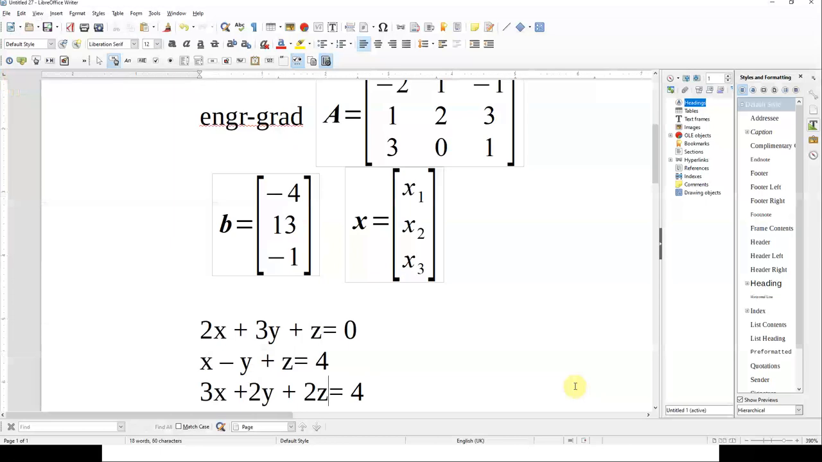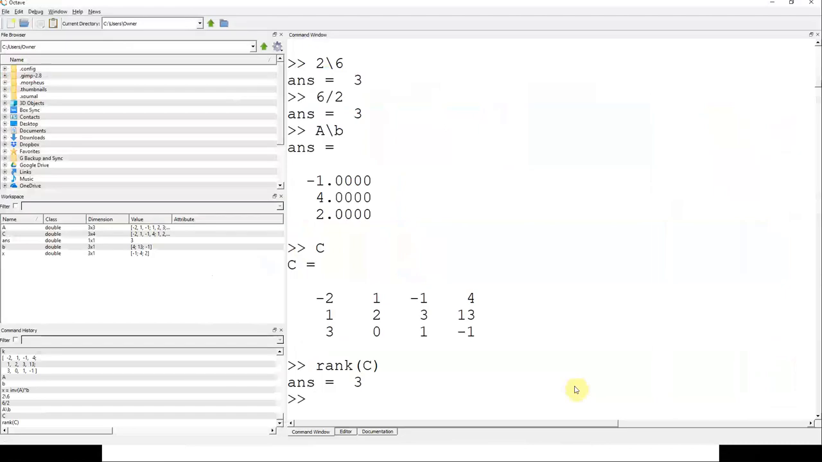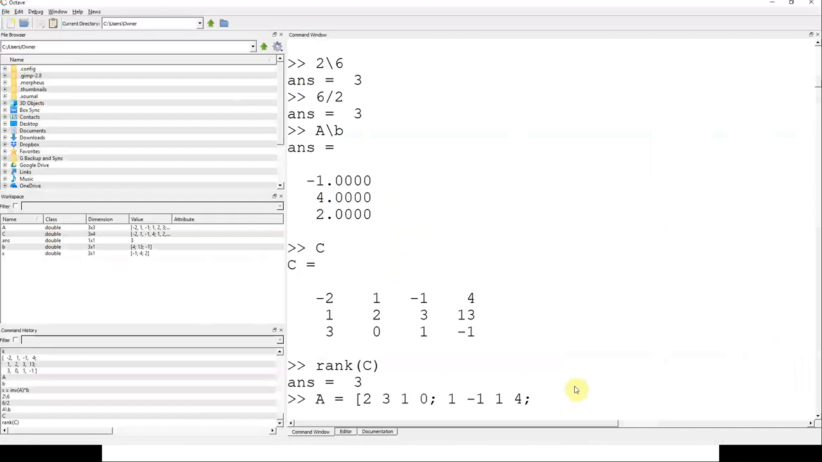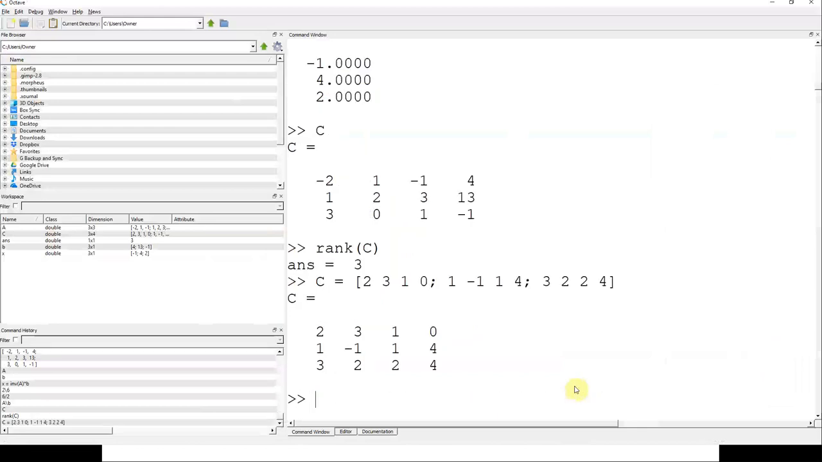Let's write them out, so you tell me them. So A equals 2, 3, 1, 0. What's the next one? 1, minus 1, 1, 4. The last one is 3, 2, 2, 4. No, that's a C, right? Augmented matrix, sorry. We're talking about the augmented matrix.